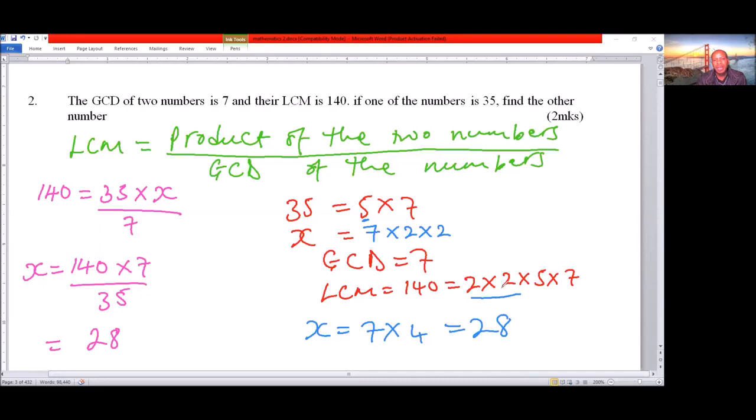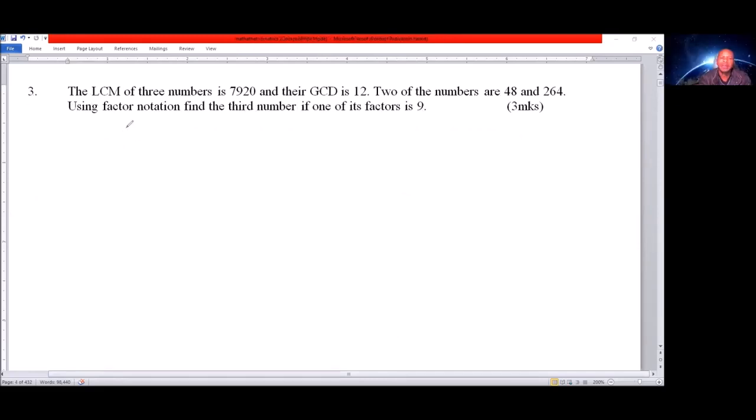So let's go to the next question. Our question number 3, we are told the LCM of 3 numbers is 7,920, and their GCD is 12. 2 of the numbers are 48 and 261. Using factor notation, find the third number if one of its factors is 9. So what we do, we can write 48 in terms of its factors.